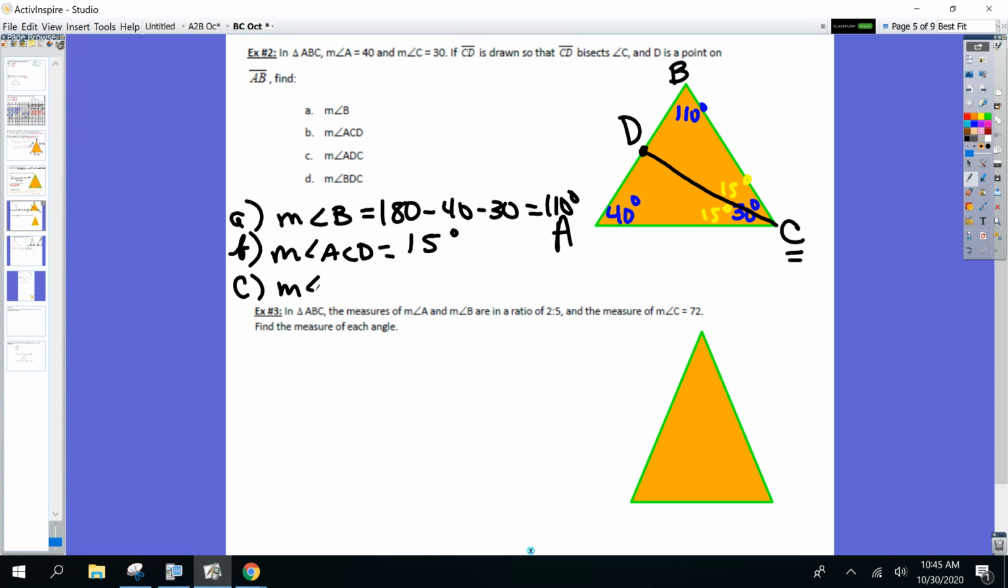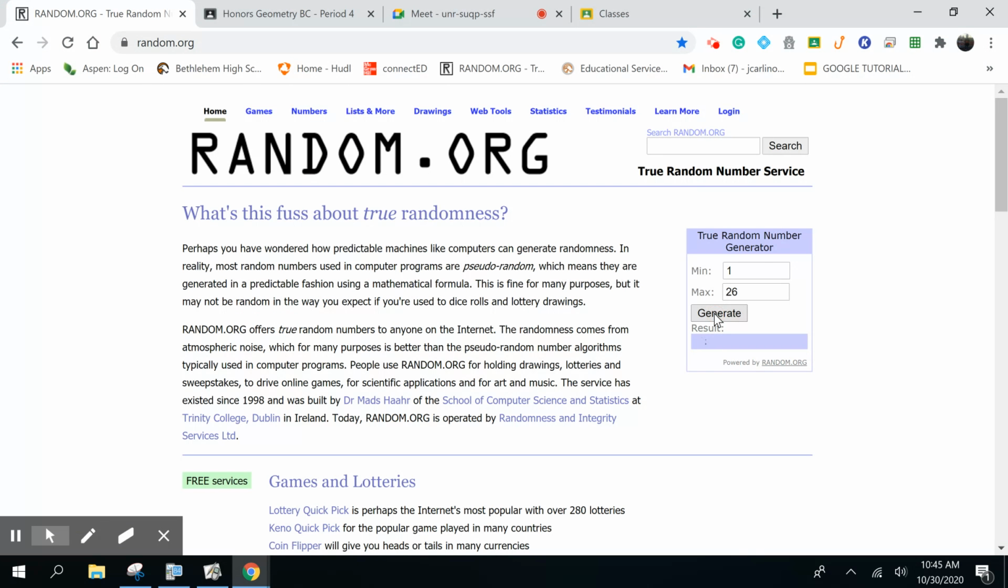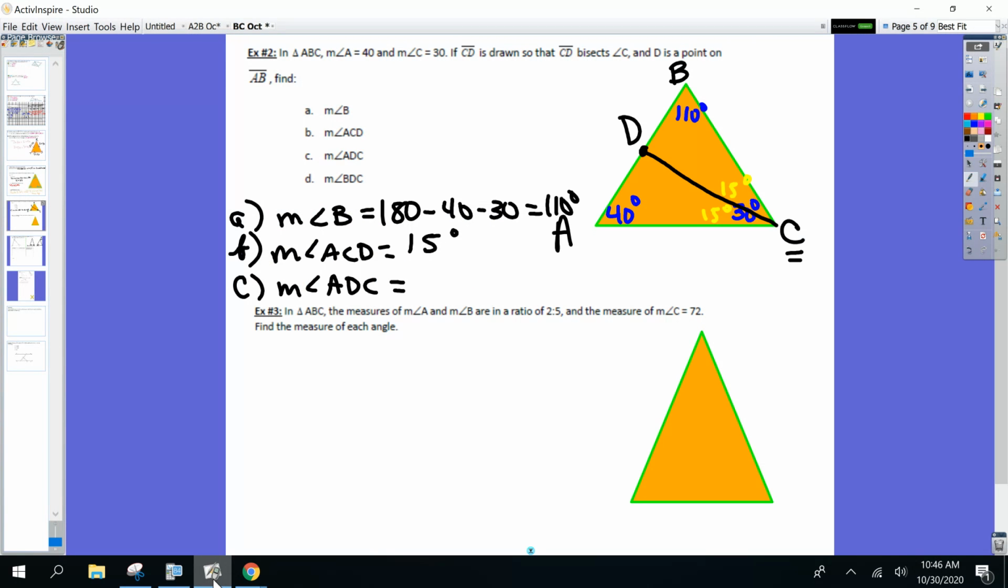How about the measure of angle ADC now? ADC. Look at your diagram. Remember what I said at the beginning. Every triangle has 180 degrees, even if it's contained in another triangle. All triangles have 180 degrees. So what are we thinking here for ADC? Good job, Emma, 125. If anybody's wondering how Emma got 125, she did 180 in triangle ADC, minus 40 that was given, minus 15 from the bisector. 125. Good job, Emma.